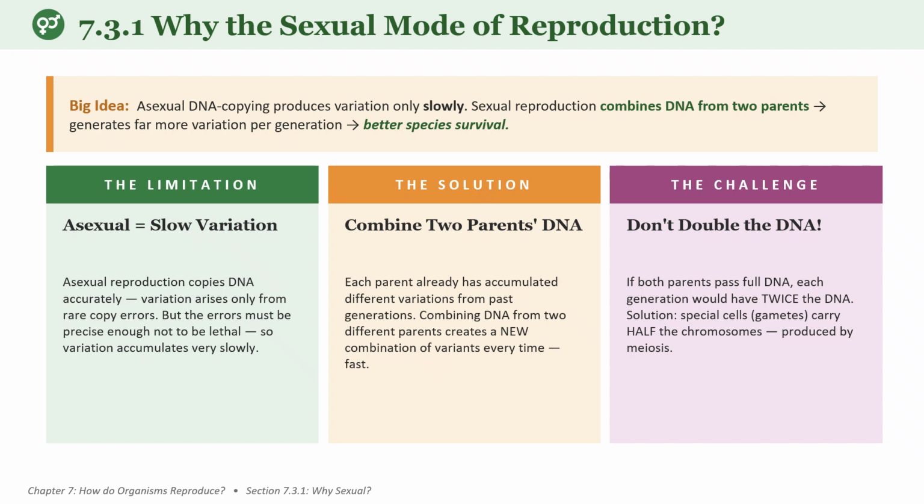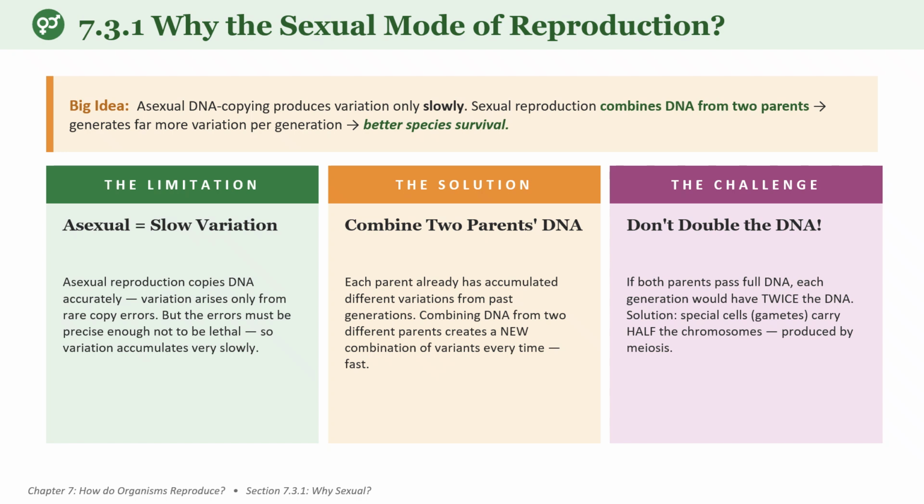Let's start with this one. Why the sexual mode of reproduction? One question arises, right? Organisms can reproduce either asexually or sexually. Then, why do many organisms prefer sexual reproduction? Actually, what happens in asexual reproduction?